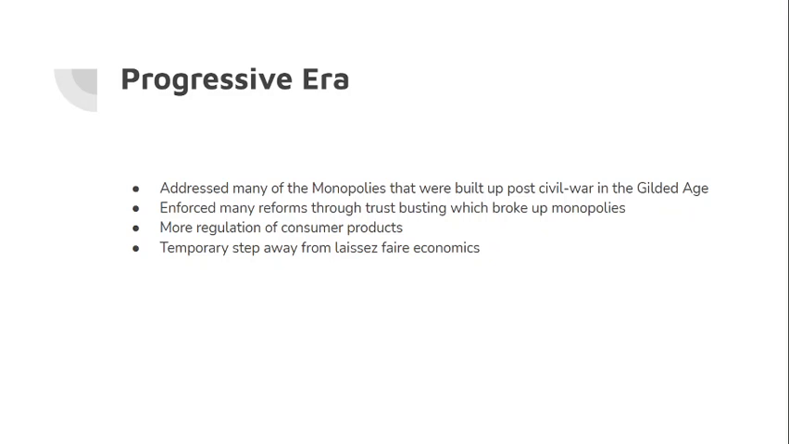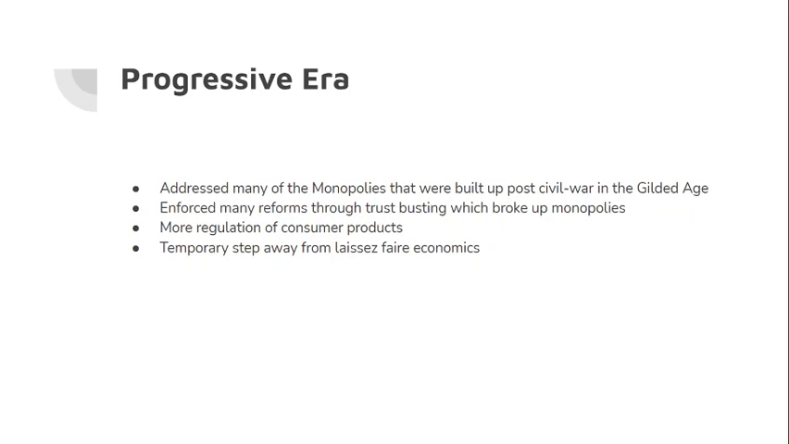The Progressive Era changed this, and they adopted a non-laissez-faire economics model. They addressed many of the monopolies that were built up post-Civil War in the Gilded Age, and they enforced many reforms through trust busting, which broke up monopolies. Then consumer products saw more regulation. For the consumer, the Progressive Era made buying products much better, because they were guaranteeing safety with some projects. If you know the Meat Inspection Act, that was a result of Upton Sinclair. He was a prominent muckraker.